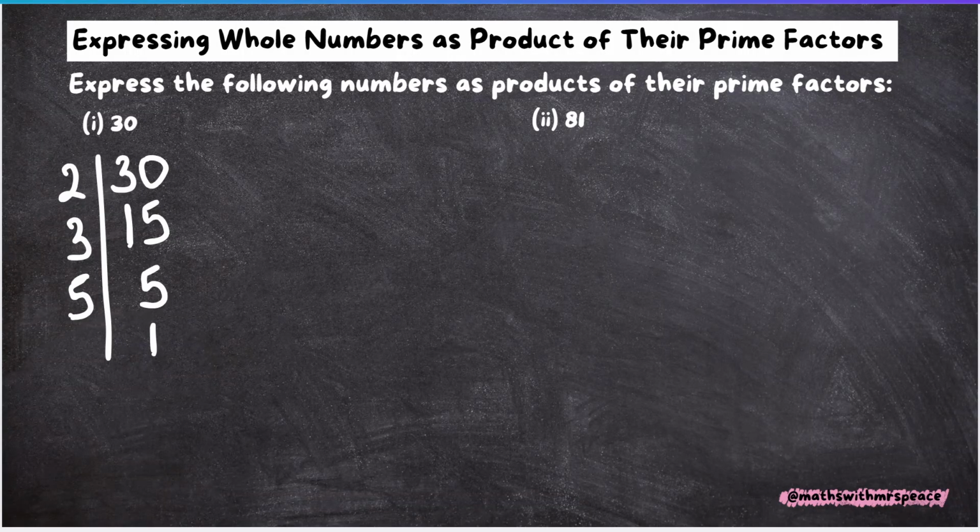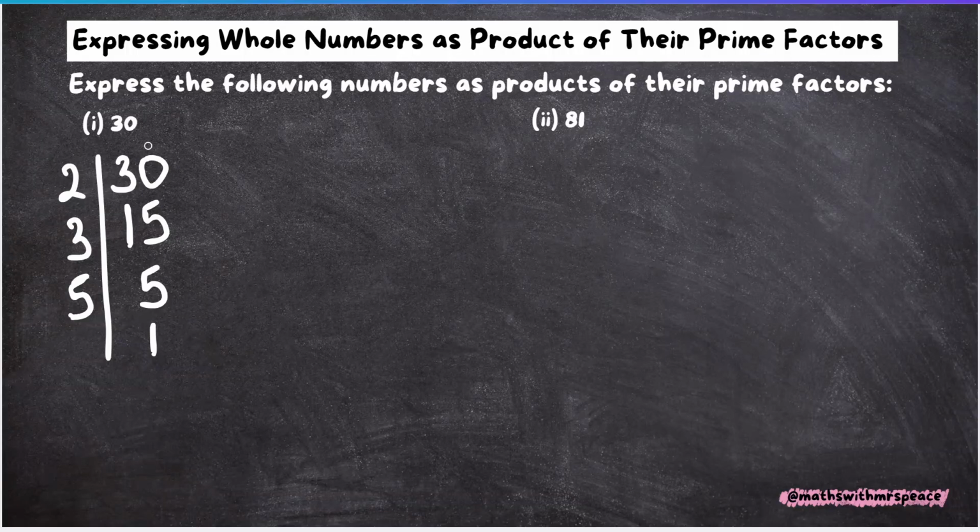So basically what we're going to do is we're going to keep dividing 30 or whatever given number until we get to 1, but we are only going to divide it using its prime factors. We're not going to say 30 divided by 6 and write 5. The reason we are not going to use 6 to perform this division is because 6 is not a prime number. So we are going to perform this division using only prime numbers. That is why it's called product of prime factors.